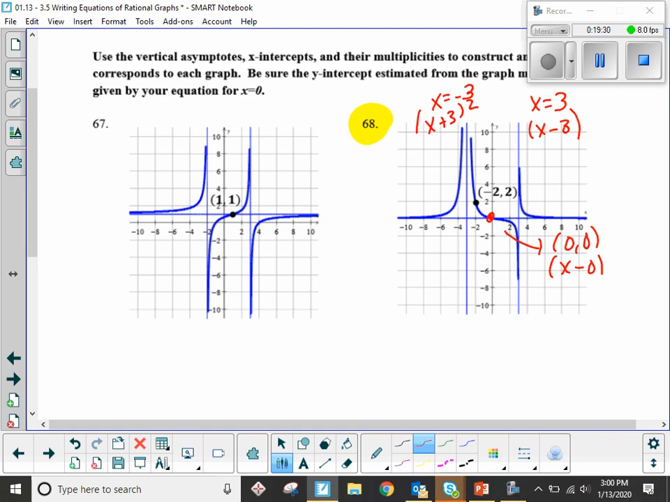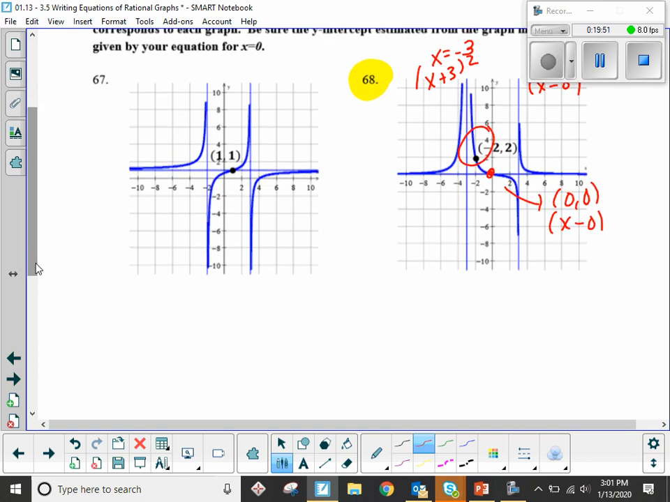The next thing, though, is it bouncing or crossing there at the 0? Crossing. Therefore, the factor is squared or not squared? Not squared. So it's just that. And then you have this point at -2, 2. So here we go. So y equals a times x minus 0 over x plus 3 squared times x minus 3.